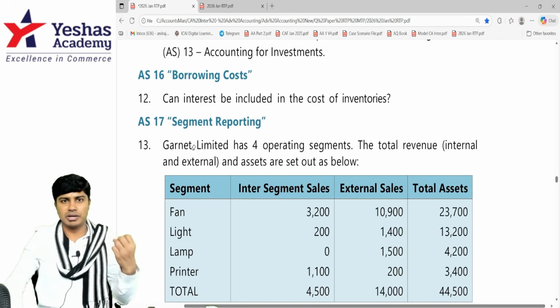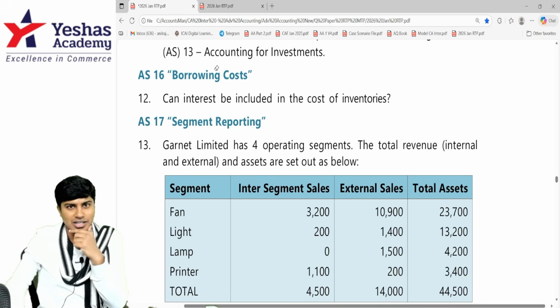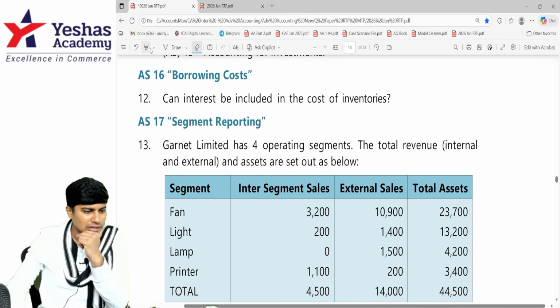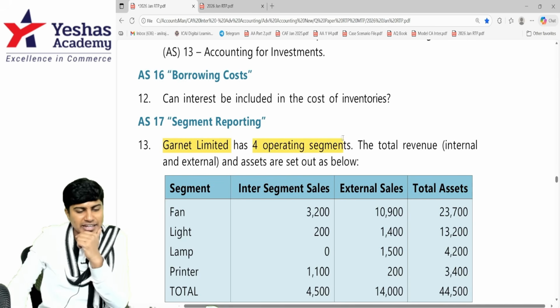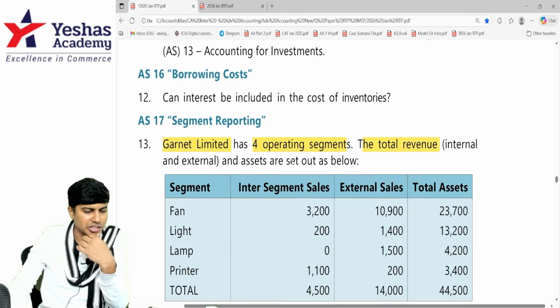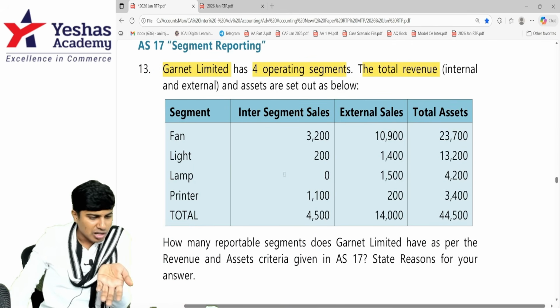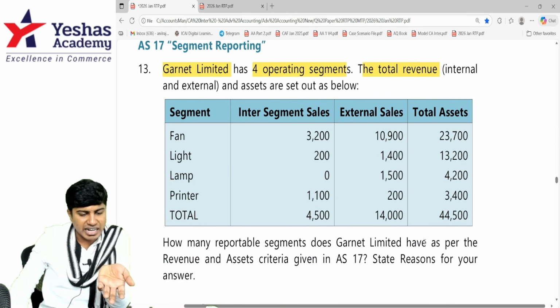We're now solving question number 13, which is on Accounting Standard 17, segment reporting. Garnet Limited has 4 operating segments, and the total revenue, internal and external, has been given. The assets are also given. How many reportable segments does Garnet Limited have as per the revenue and assets criteria in AS 17?